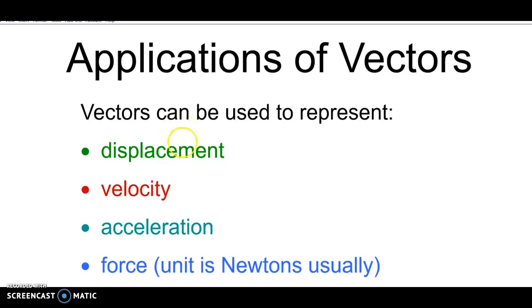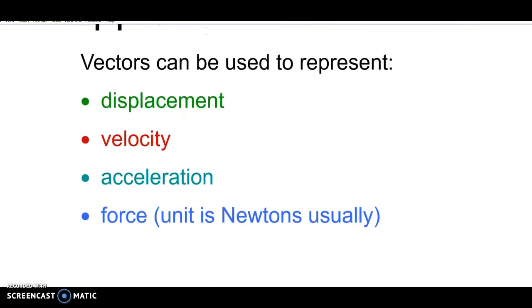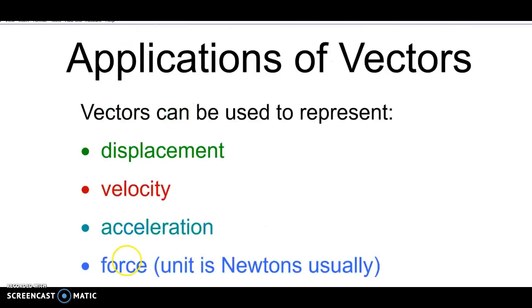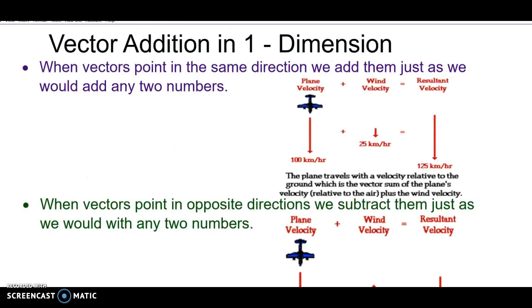We can use vectors to represent displacement. We can use vectors to represent velocity, acceleration, and force. The unit is usually in newtons, although it can also be in pounds, but you'll see it in both probably. So let's say we have vector addition in one dimension. As you can see here in this picture about the plane velocity and wind velocity, again, this is in one direction.